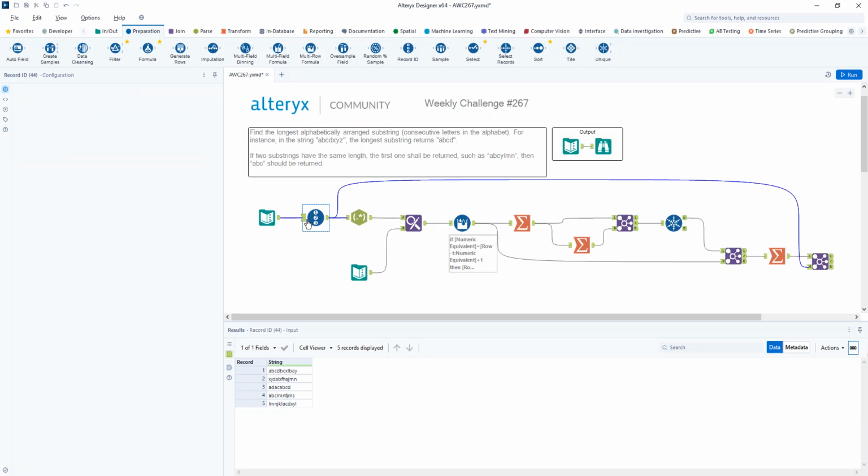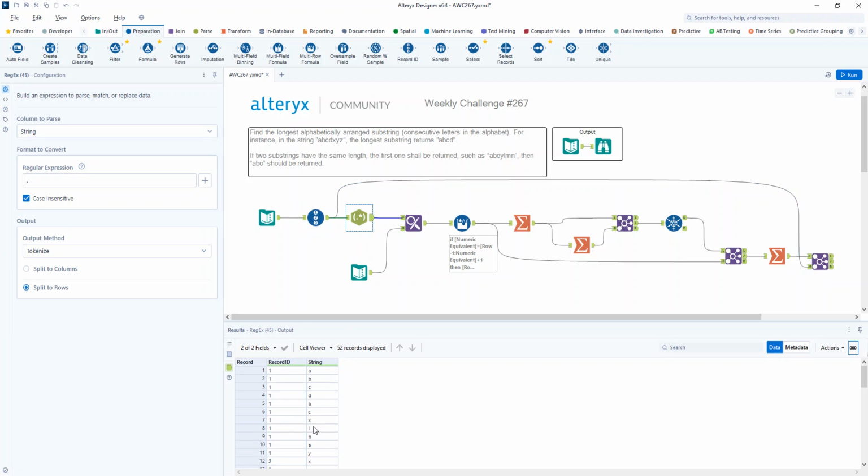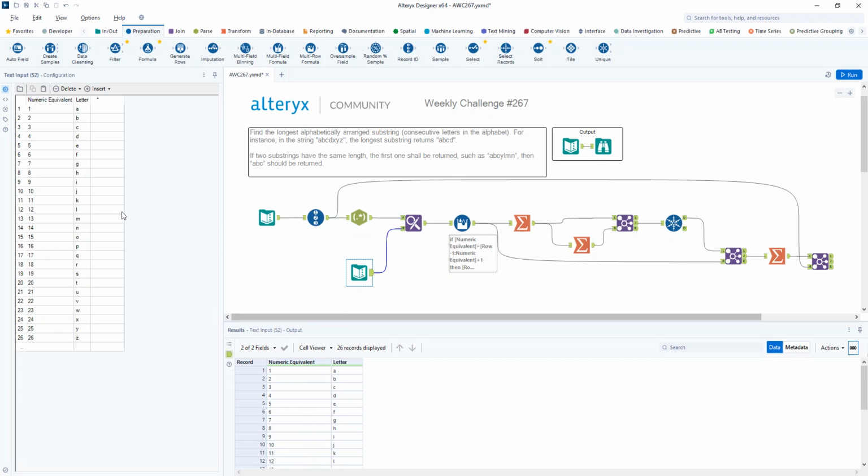So first of all, starting off by numbering these, just putting a record ID on them, and then splitting them all out to their individual letters, so a row per letter. And I decided that I would bring in a lookup table to say, this is my numeric equivalent of these letters. So, therefore I have some order to them.